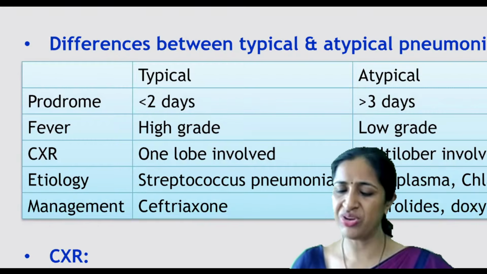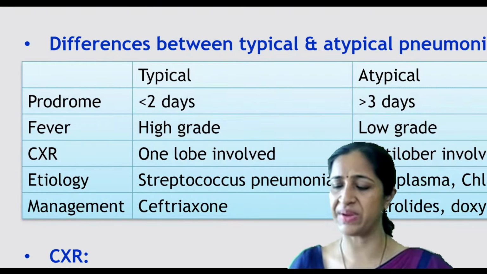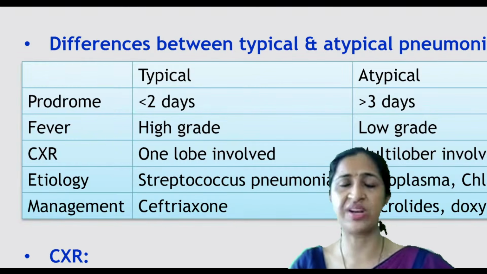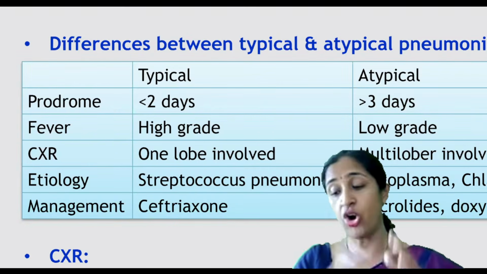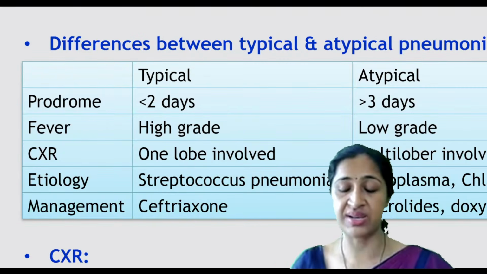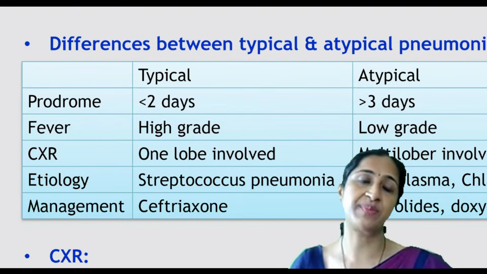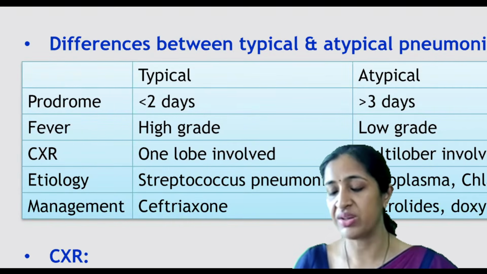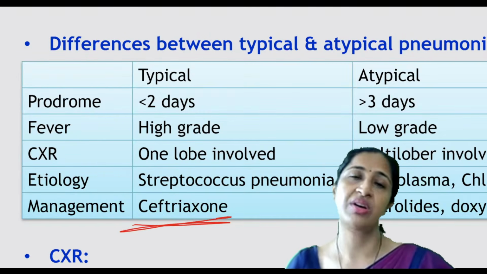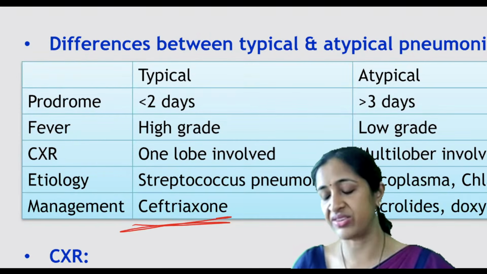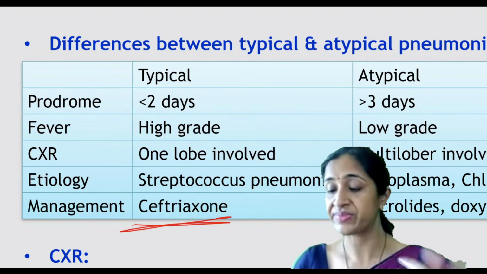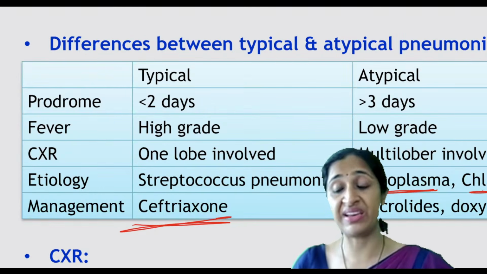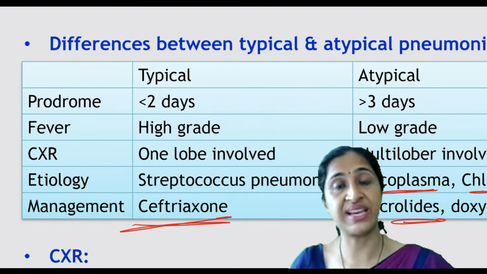Okay. Pneumonia, very simple. You all know this: typical and atypical pneumonias. Typical is high-grade fever, chills, rigors, a typical lobar pneumonia or bronchopneumonia where both lungs show infiltrates. Common organisms are Streptococcus pneumoniae, Klebsiella, Staphylococcus. Management is intravenous ceftriaxone or amoxicillin-clavulanic acid for typical pneumonia. Atypical pneumonias are with bacteria like Mycoplasma and Chlamydia, where the antibiotics are doxycycline and macrolides.